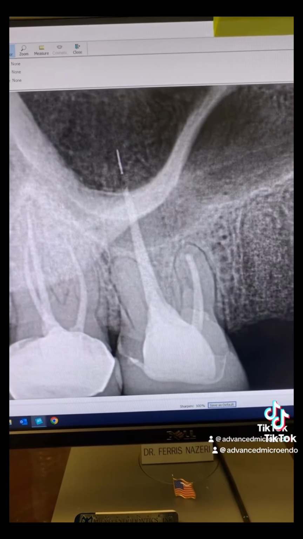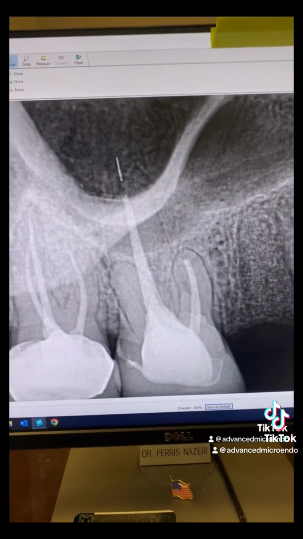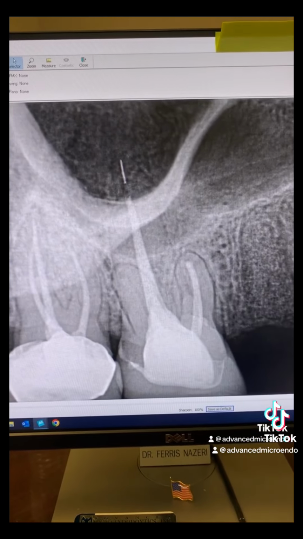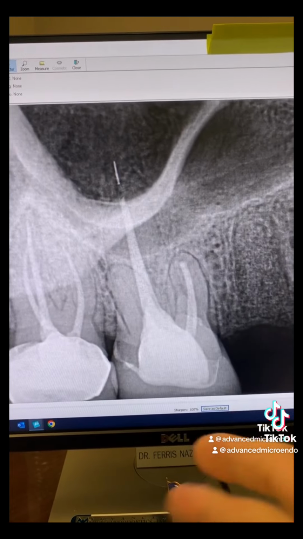All right, so I told the patient, leave it alone. Don't even touch it. Let the tooth be the way it is. This tooth probably will be in her mouth for the rest of her life.